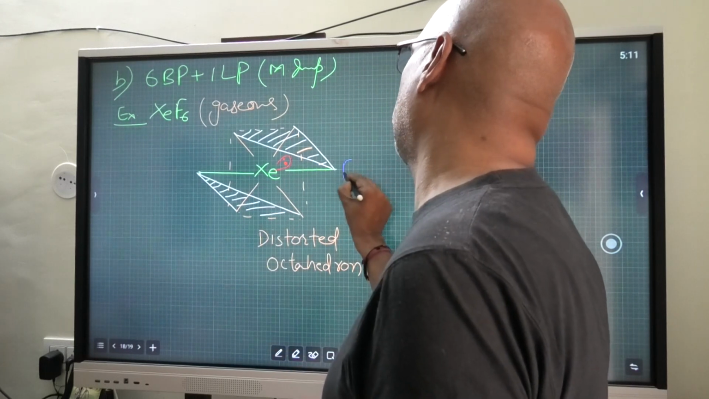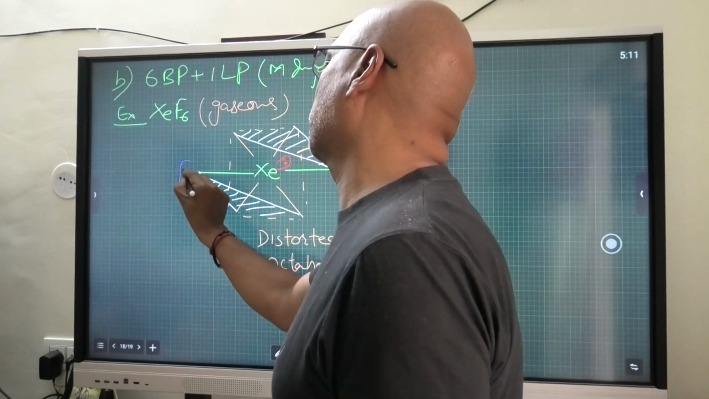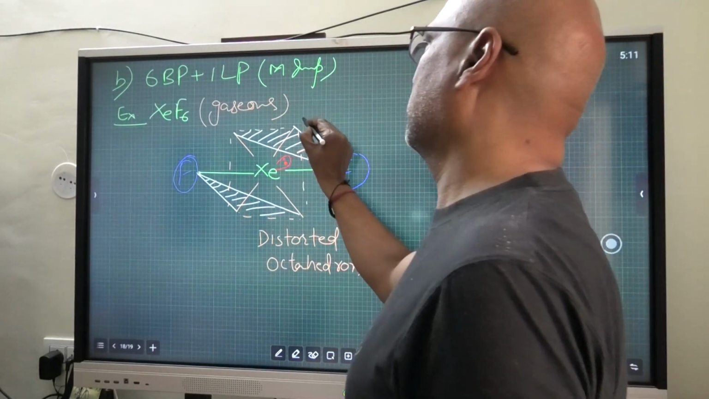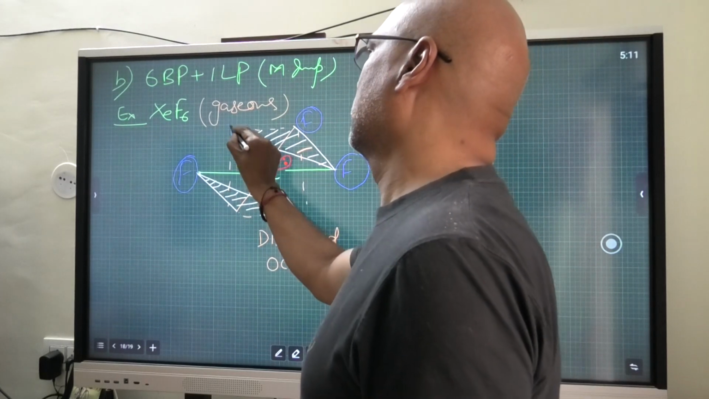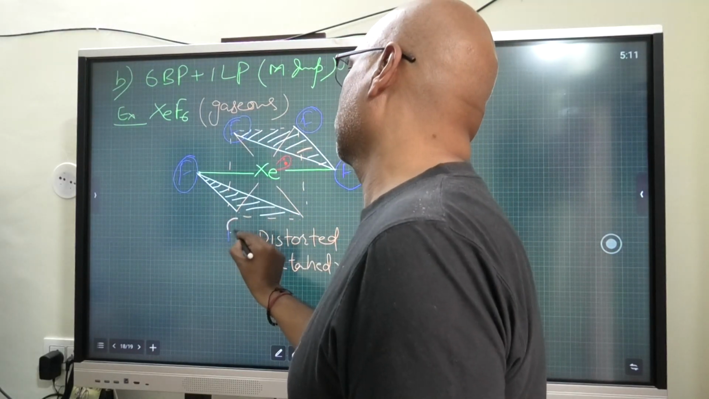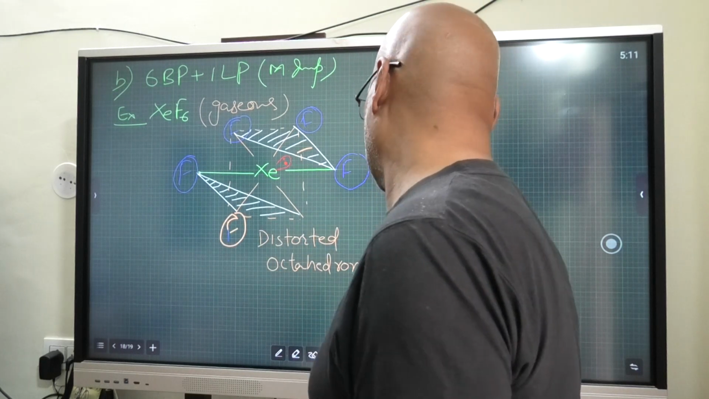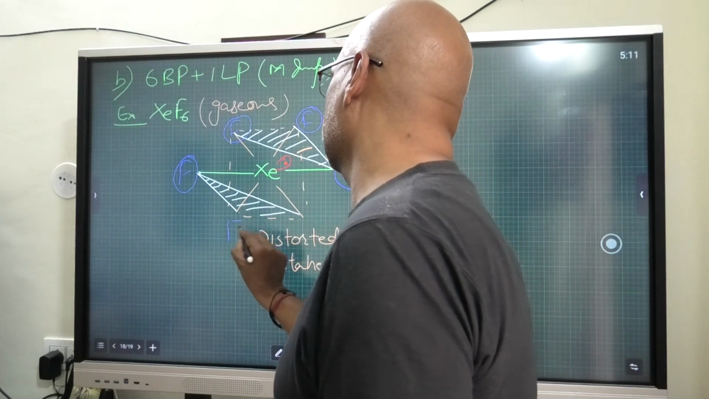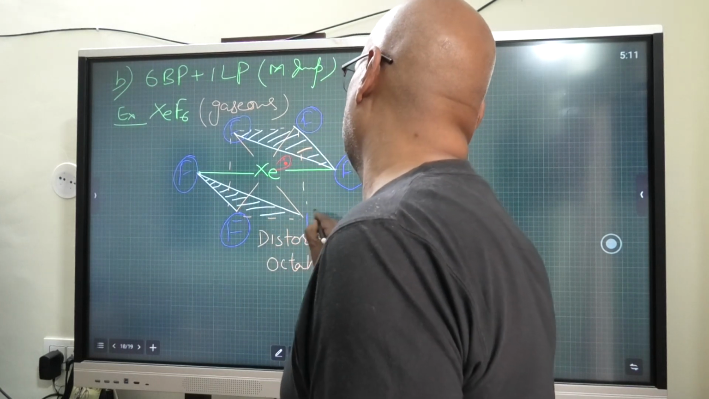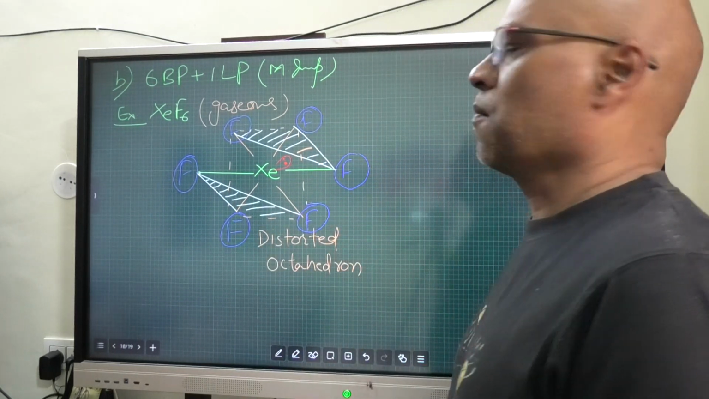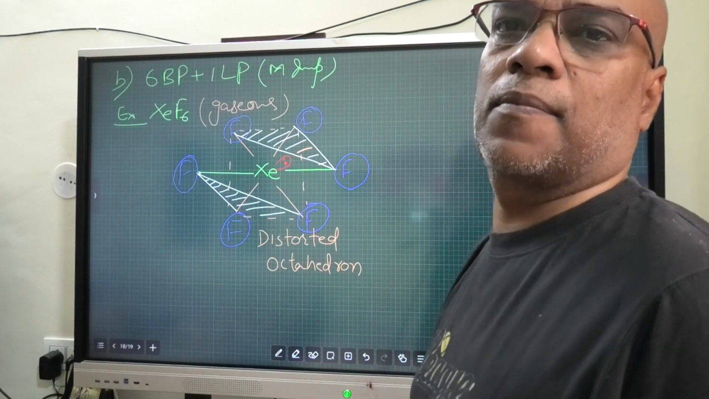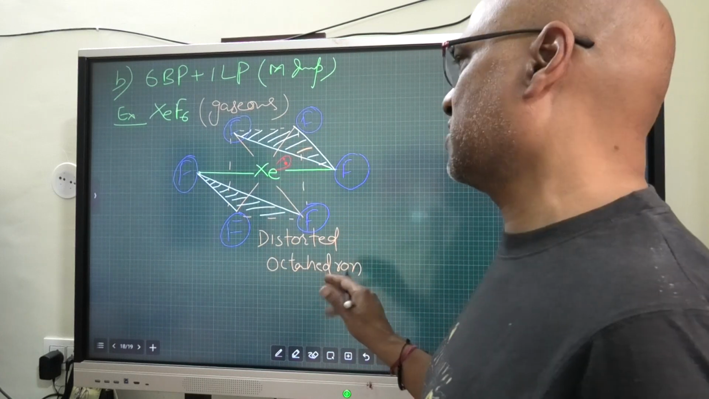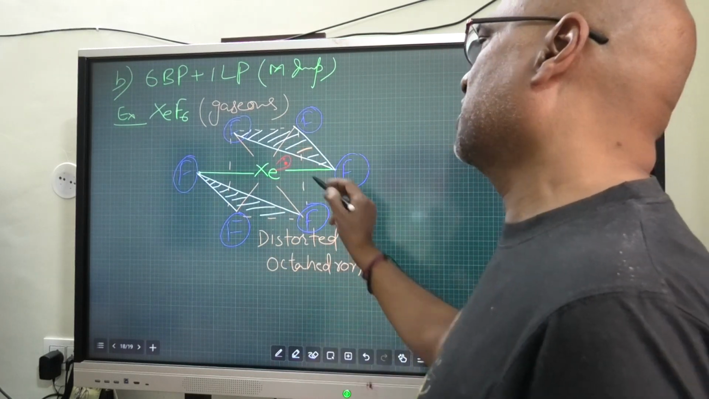I am using a different color for this. First fluorine, second fluorine, these are along the axis. Now the equator: 4 fluorines along the equator like this. Got it? So 6 fluorines are arranged like this. It is an octahedron obviously, but there is 1 lone pair.